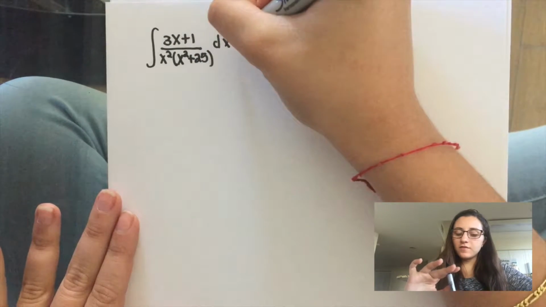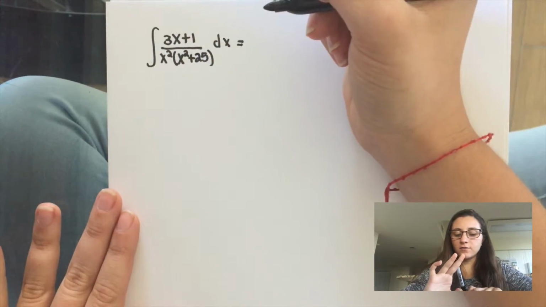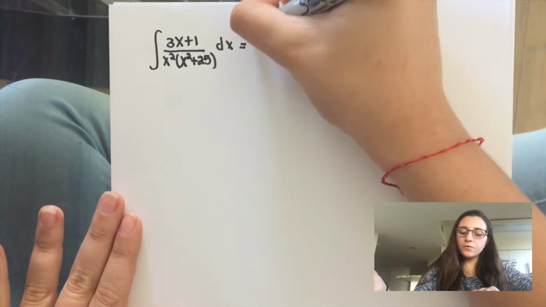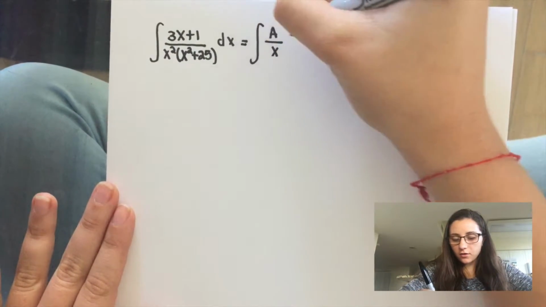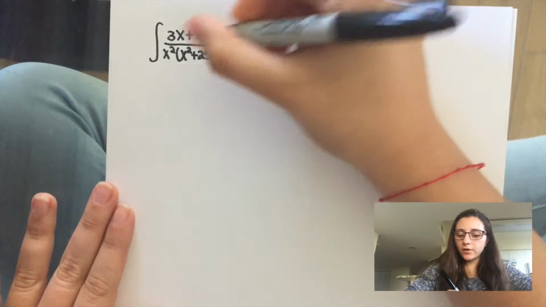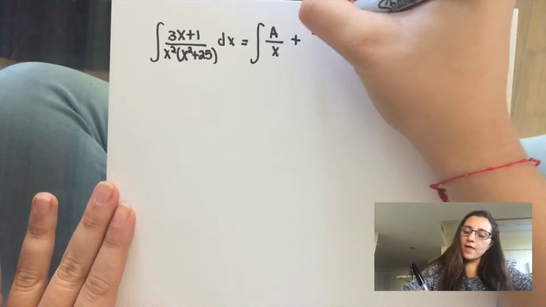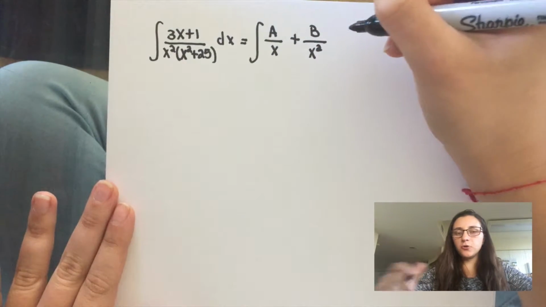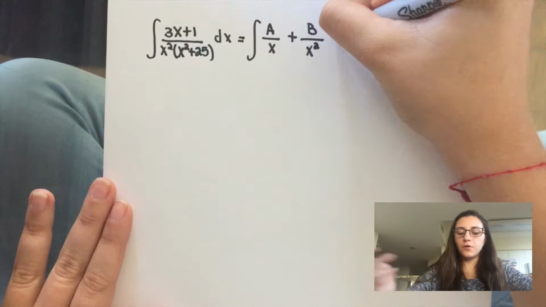x squared plus 25 cannot be factored, so it's going to have to be counted as an unsimplifiable factor. So first of all, we're going to put the integral of A over x, because x squared is a repeated factor, so first you have to put A over x, and then plus B over x squared, because you always put the first factor and then the second factor and so on if there's more.